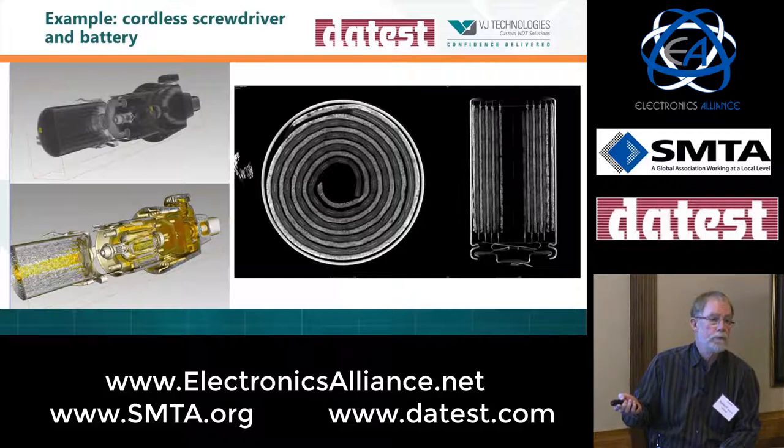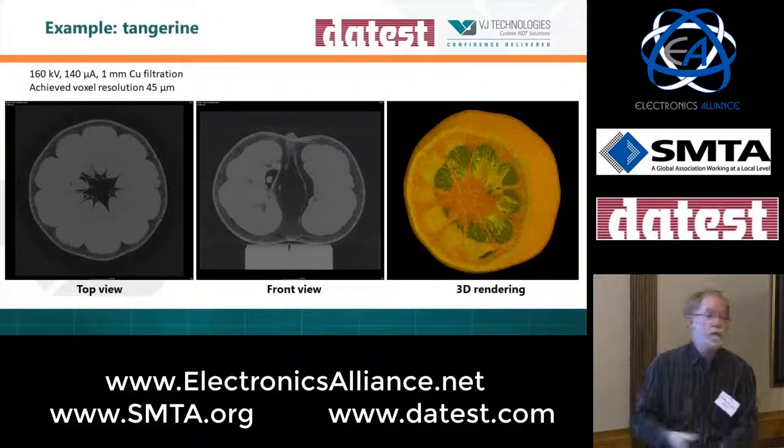This is a cordless screwdriver. You can go down to Home Depot and buy a Black & Decker model of this any day of the week. We took that and scanned it, 16 projections, and then created that image, basically cutting halfway through that. That is completely non-destructive. This is a D-sized battery. We do a lot of batteries, by the way. We do organic material too.